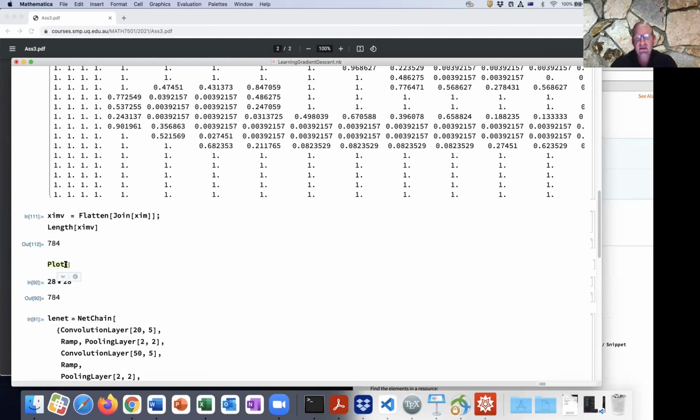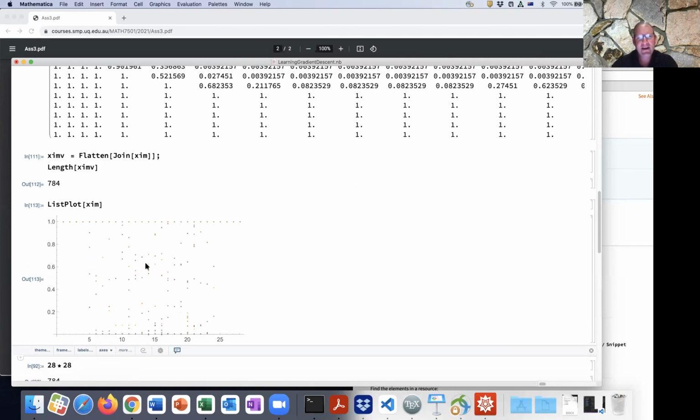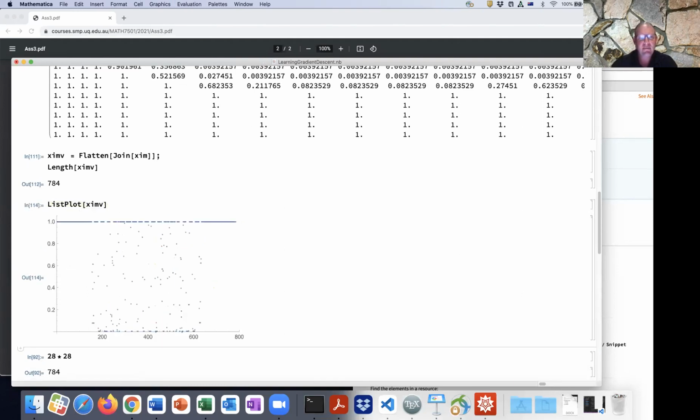I'm doing some basic things, but of course we could do a list plot of xmv. Here it is. It doesn't tell us too many things. So this is a plot of the index of the vector and the value. Okay, does anybody know why there are no points here? Can anybody have a bit of an indication why there are no points here and no points here in this plot?